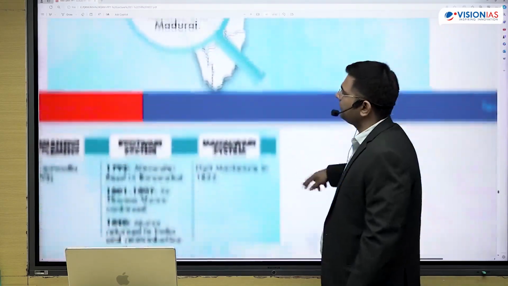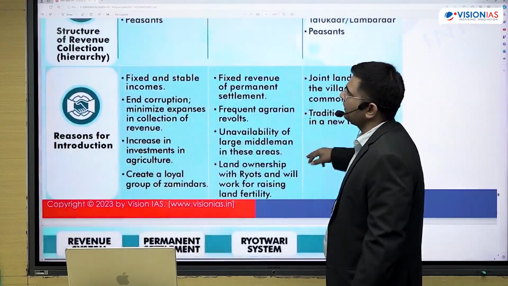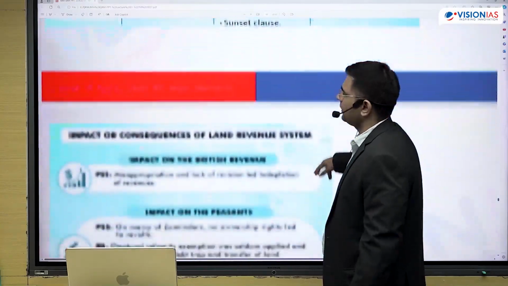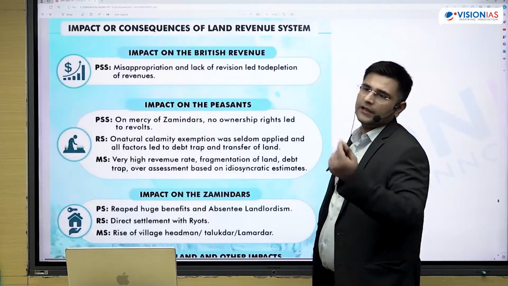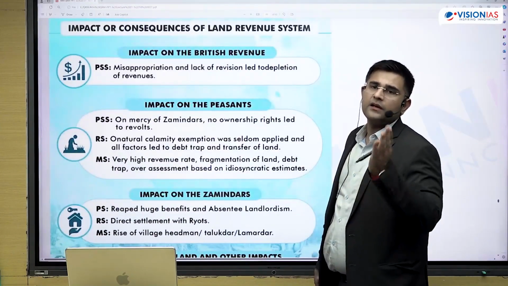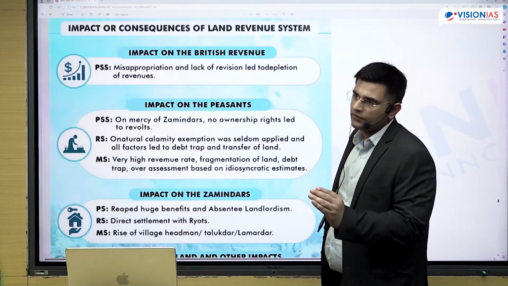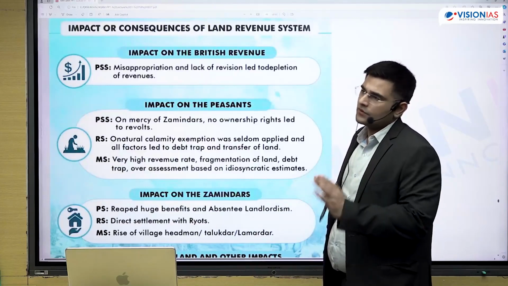So fine, in the map we show these things. These are all the features which I just discussed, right? Reason for introduction, right? All of these things are mentioned here. Impact, what is the impact in the case of Mahalwari? Impact will be like Permanent Settlement in those areas where the Zamindar is the owner of land, and impact will be like Ryotwari in those areas where the Ryot is the owner of land.